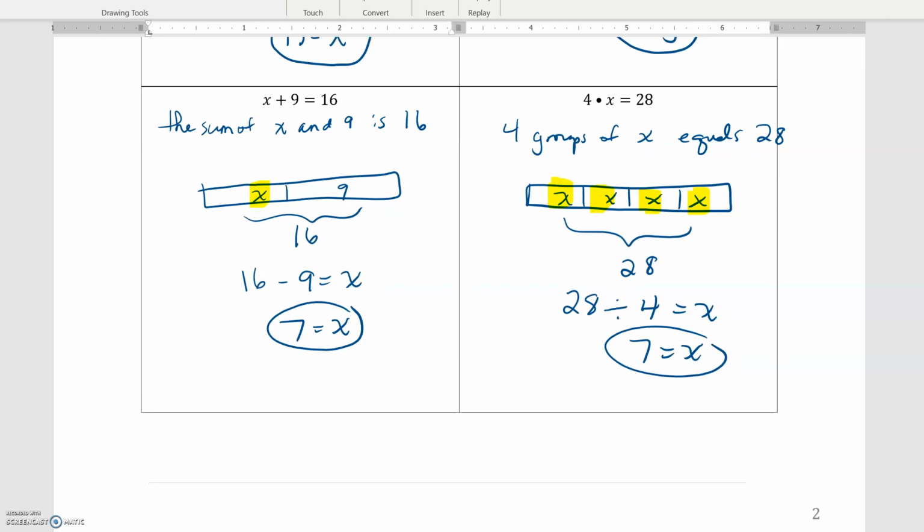Here are the solutions to the bottom 2 questions. Check your tape diagrams that they are accurately representing those equations. You can see in the first one, we're taking away 9 from 16 to find out what x is, which gives you 7. And in the second tape diagram, we are seeing 4 groups of x to make 28. Therefore, we should divide by 4 to find what x is, and that will give us 7.